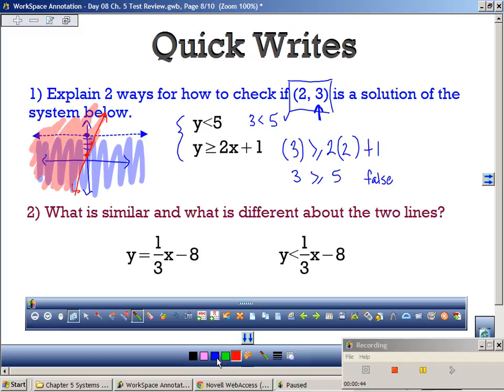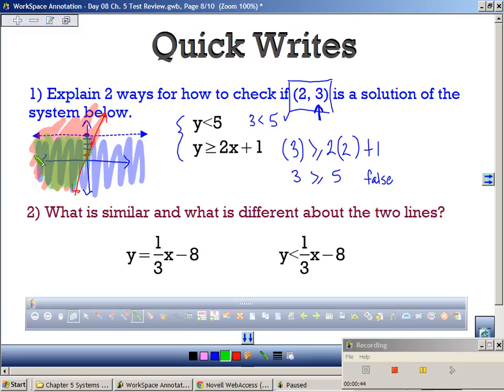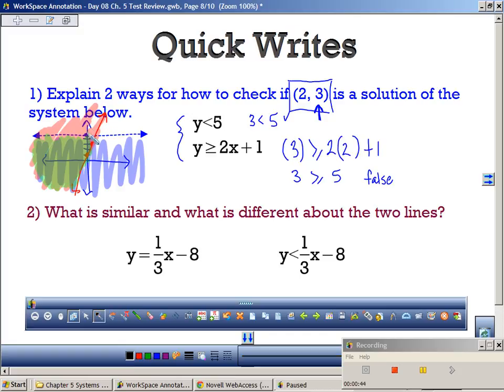So wherever they're both shaded, which is right in this region here, would be the solution. So is 2, 3 a solution? Let's go over 2. 1, 2, up 3. 1, 2, 3. Is it a solution? No, it's not a solution. Would negative 2, 3 be a solution? Yes. Anything in this shaded region would be a solution. So that would be another way to solve.